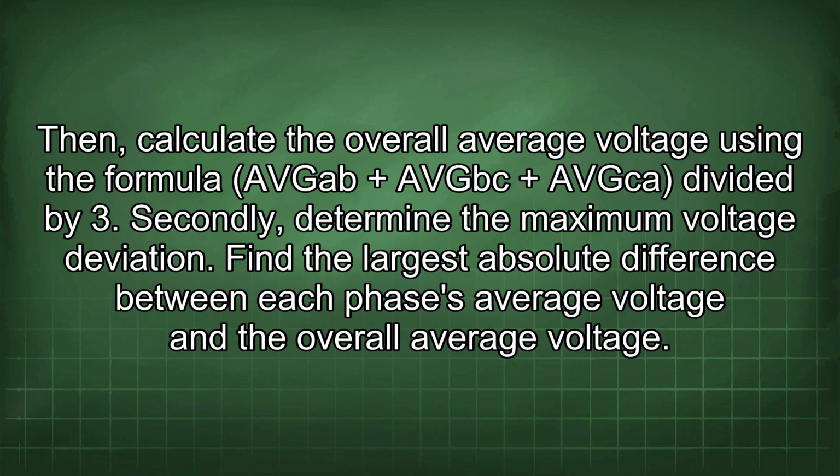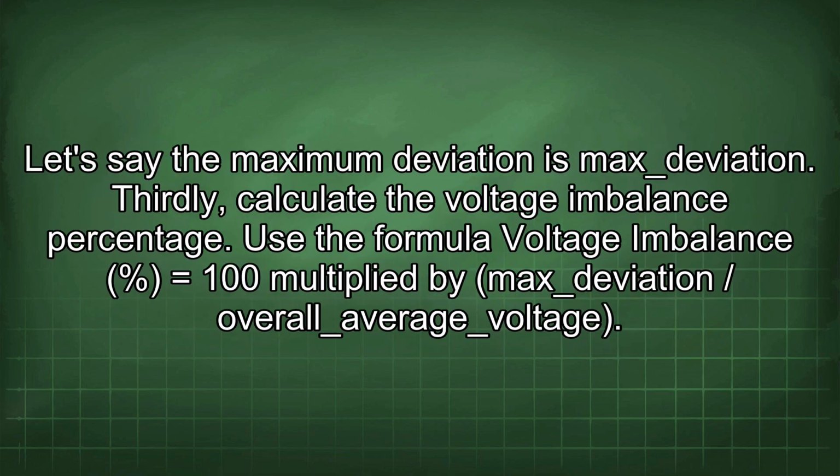Secondly, determine the maximum voltage deviation. Find the largest absolute difference between each phase's average voltage and the overall average voltage. Let's say the maximum deviation is max deviation. Thirdly, calculate the voltage imbalance percentage. Use the formula: voltage imbalance percent equals 100 multiplied by max deviation divided by overall average voltage.